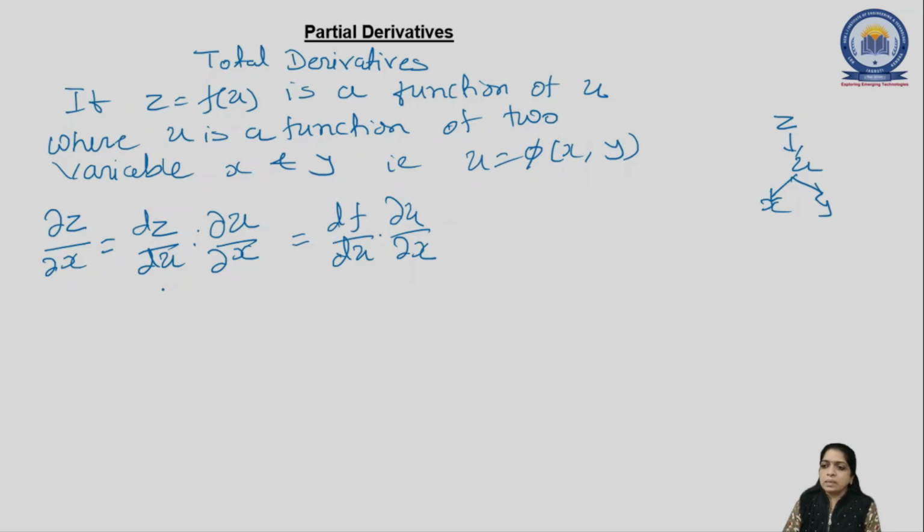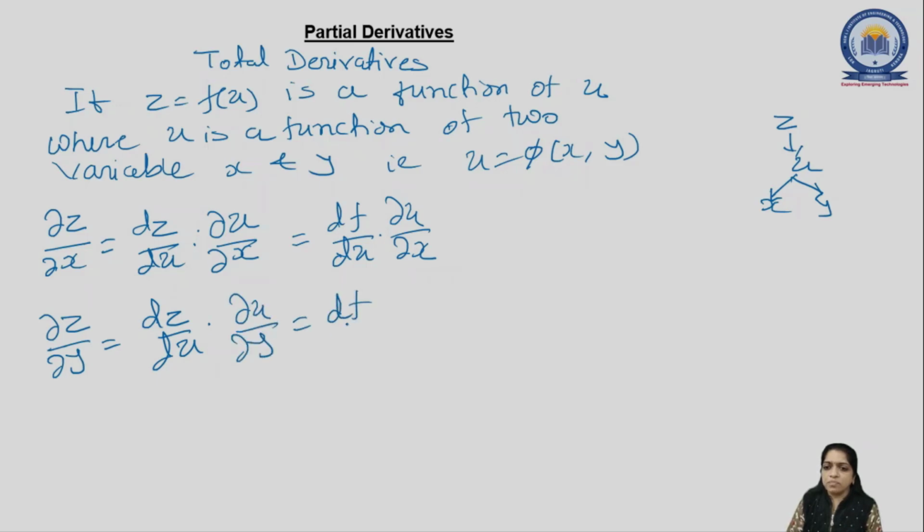Similarly, we represent the total derivative of z with respect to y as del z by del y is equal to dz by du into del u by del y, or we represent df by du into del u by del y, right? And this rule is known as the chain rule.